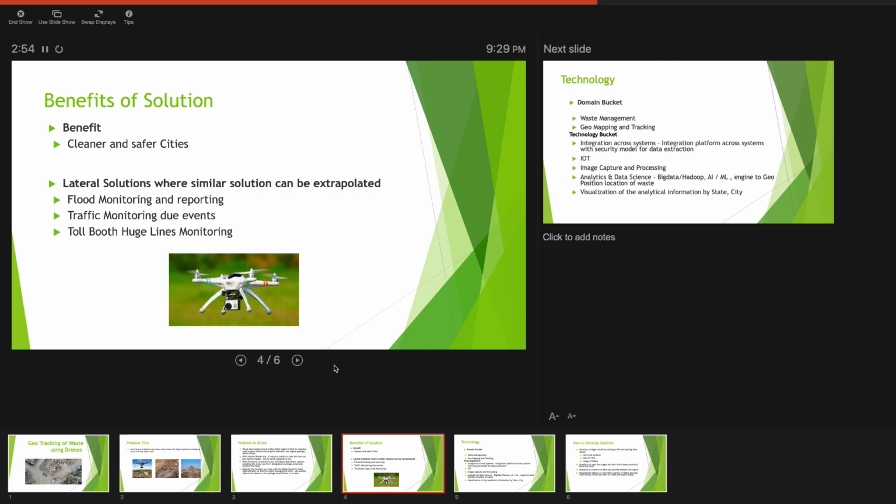This is going to help in ensuring our country is clean, our cities are clean and safer. This will also make sure the ailments and diseases that are caused due to the waste are substantially reduced. This similar situation can also be extrapolated for other areas and scenarios like flood monitoring and reporting. When there is a flood, the drones can capture the images and inform the right government authorities. Also for traffic monitoring, especially during events, they can capture these images and give the traffic management team the right idea. Also for toll booths, when there is a huge line, it can monitor and make sure the government has the right data to take some actions.